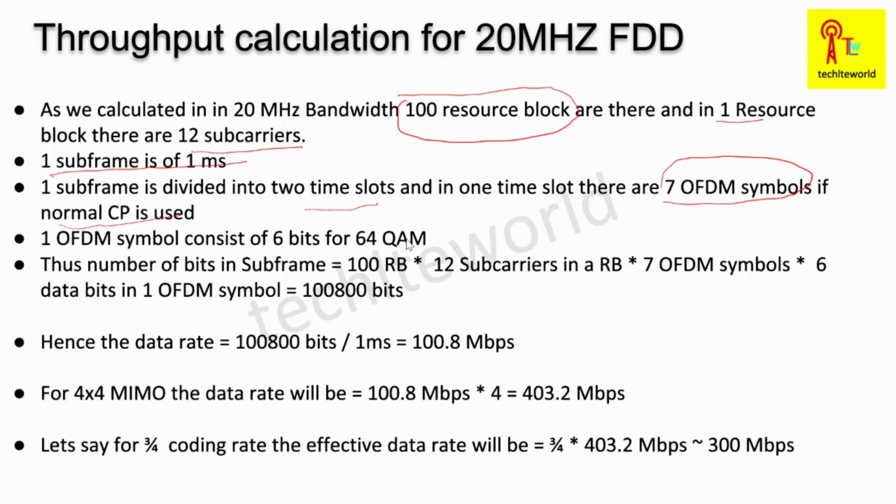So here we have considered a modulation scheme of 64 QAM. It means that in one OFDM symbol there will be 6 bits. Okay, so one OFDM symbol will consist of 6 bits.